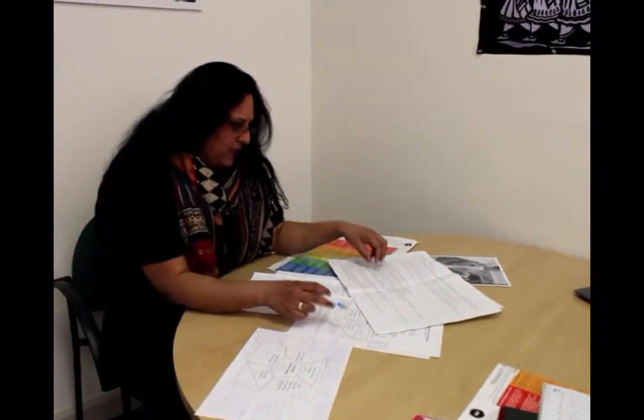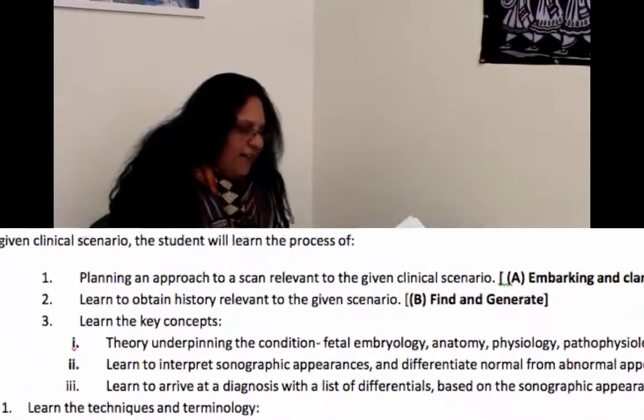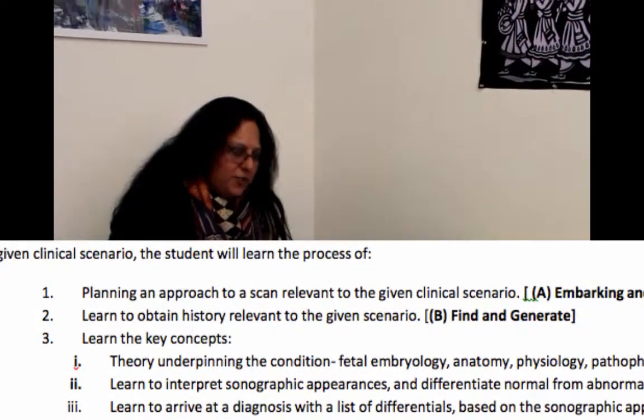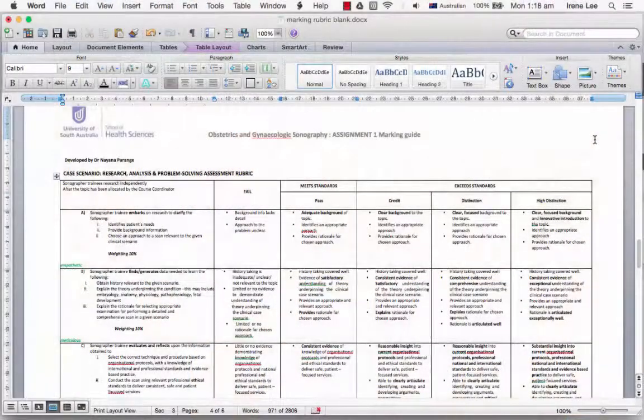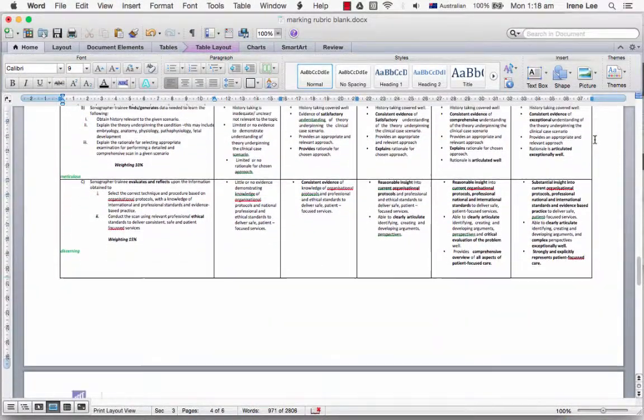So then using this pentagon, I pulled out all the bits which fit within embark and clarify. So for example, for embark and clarify, I would say plan an approach to a scan relevant to the clinical scenario. I made it very discipline specific, or rather specific to the course. And we provided resources as well, and that's the kind of rubric which we came up with. And you can see this is a rubric development in process with some more scribbles here.